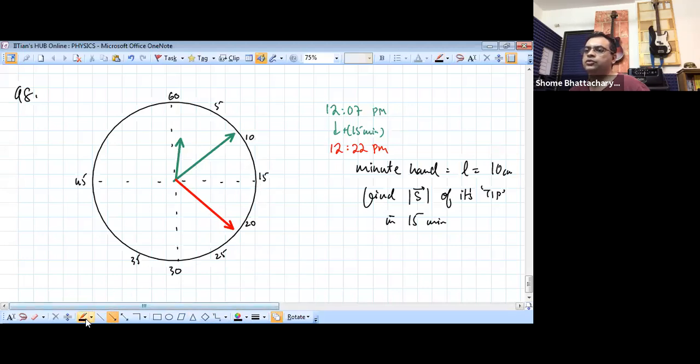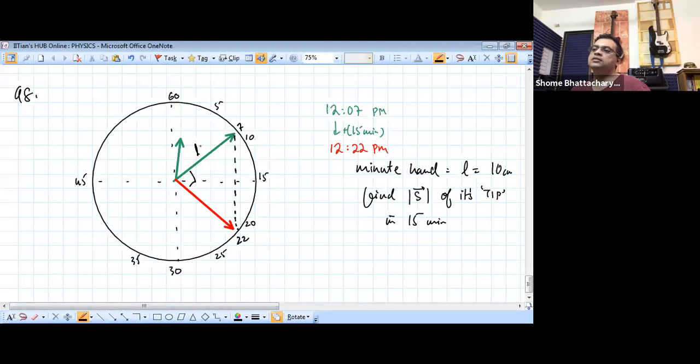If I draw an exact diagram where this is going exactly from 7 minutes to 22 minutes, then this should be 90 degrees exactly. This should form a right angle triangle. So this one that I'm drawing here will be the displacement of the minute hand in minutes. It will exactly be the displacement.